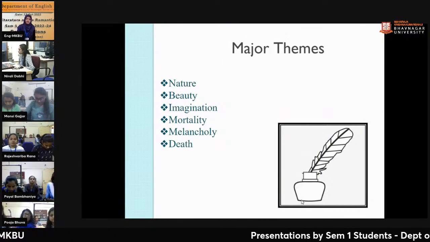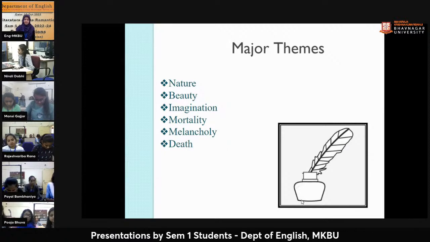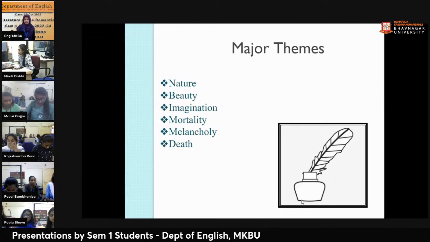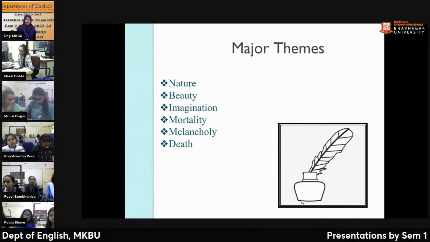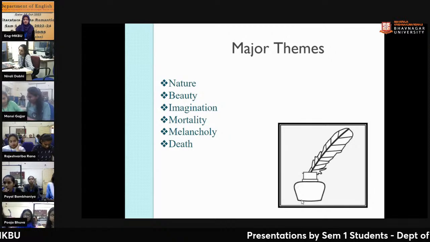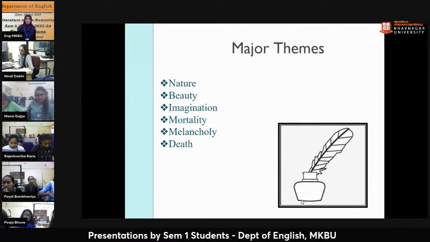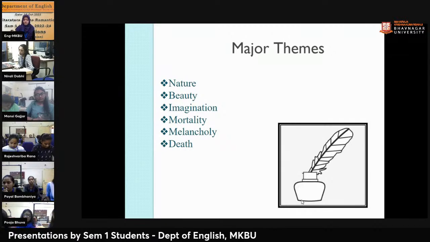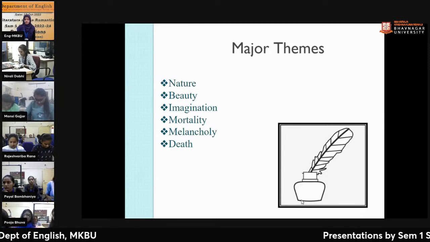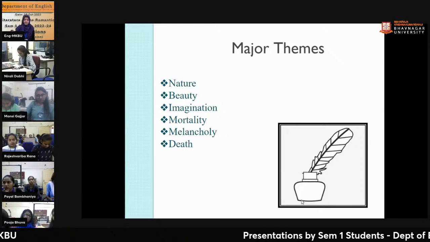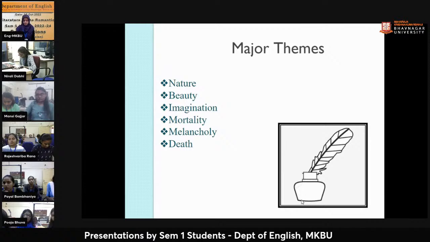Major themes of his poems: nature, beauty, imagination, mortality, melancholy, and death. These are the major themes of his poems. Nature is one of the great sources of inspiration for Keats. He wrote about love and pain both in his poetry. He is also called a poet of beauty, and his imagination and mortality are also reflected in his poems.